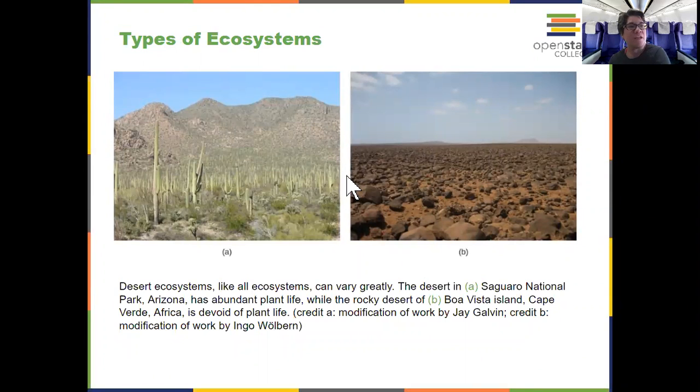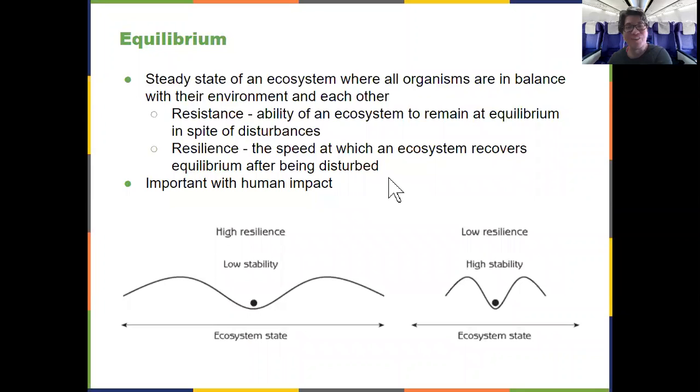So here's some different types. We have deserts, the Saguaro National Park in Arizona, which I grew up near, and then we have this Cape Verde in Africa, and so this is devoid of plant life, which is interesting too, but also has other living things, of course.